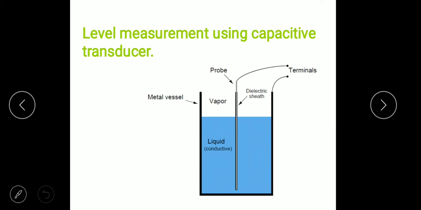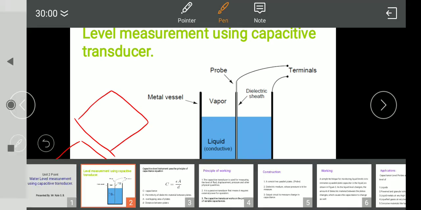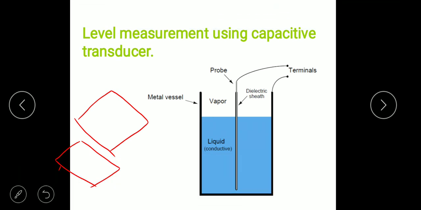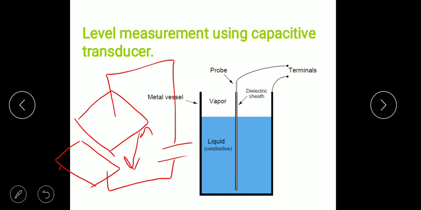In the previous case, at the time of displacement, we saw this diagram. This is one plate and there was a second plate. One plate was fixed and another plate was moving, and between them we were getting the change in capacitance, and from the capacitance we found the distance between the plates. But here, this plate will be movable and this plate will be fixed.